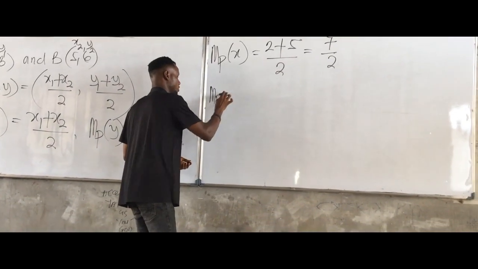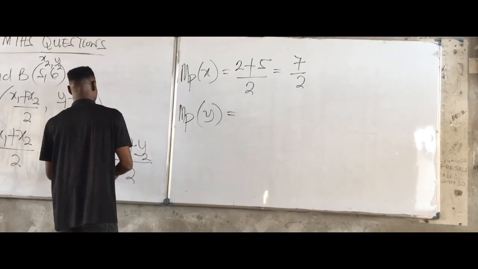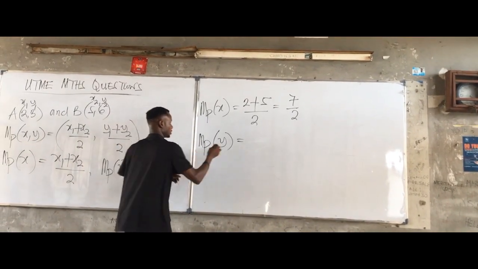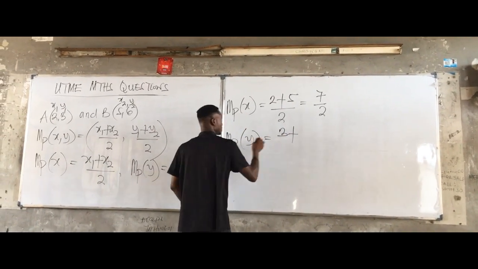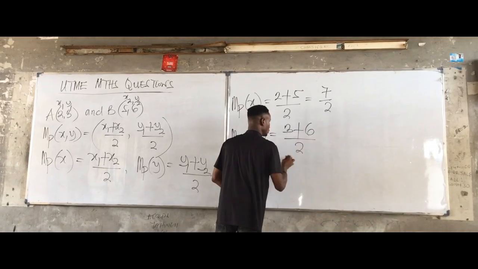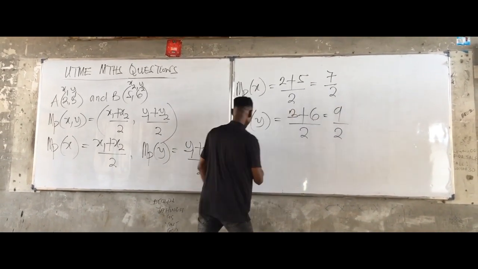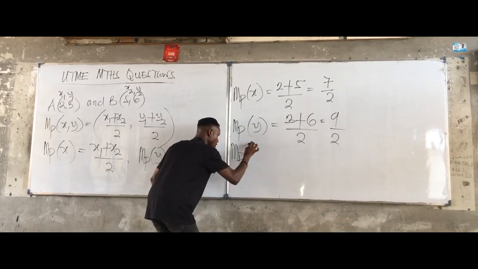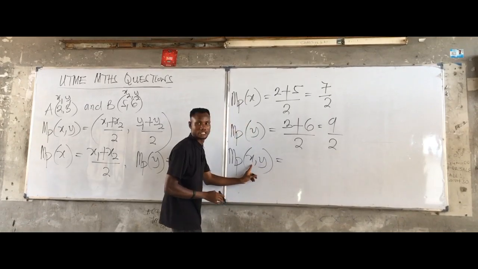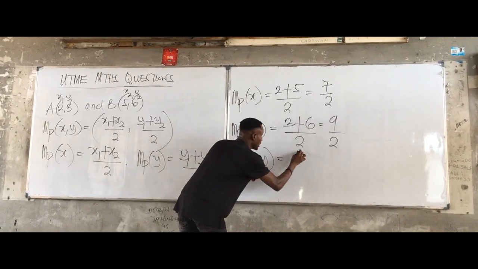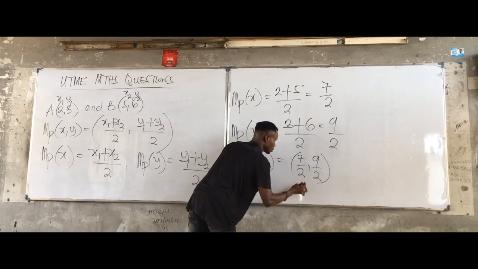Now let's solve for y. The midpoint of y will be equal to, class, let's replace this for y. That is y1, obviously 3, plus, what's my y2, please? 6, over 2. So let's go. This will give us 9 over 2. That means the midpoint of x and y, in terms of coordinates, is 7 over 2, comma 9 over 2. So this is my answer here.